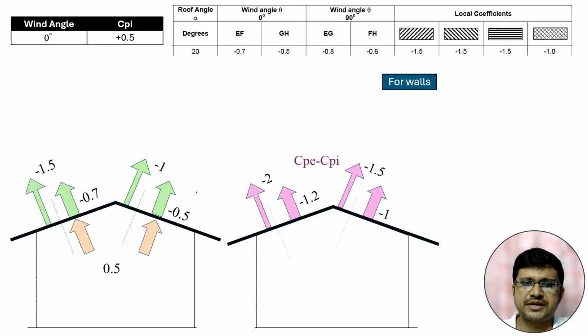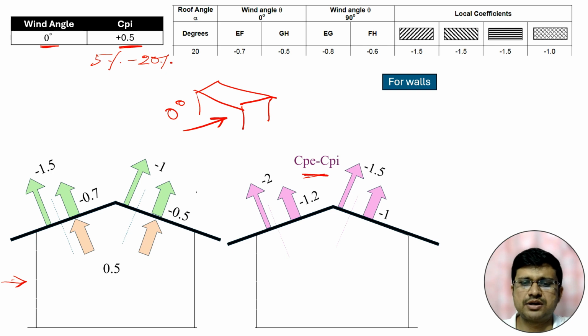Now this is the previous day's problem, when we calculated the value of CPE, CPI and also CP minus CPI for one particular pitch group. This is when the wind angle is 0 degree and CPI is plus 0.5. That means the opening area is in between 5% to 20%, and wind is hitting the longer side of the building. That means wind is coming from this direction and hitting the longer side of a particular building. So this is 0 degree.